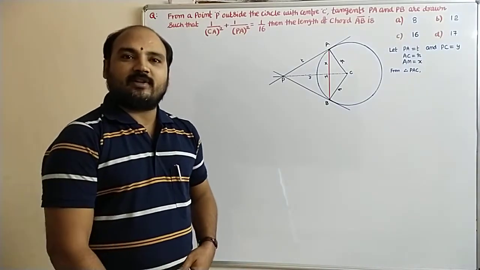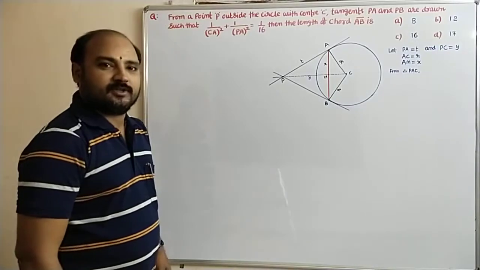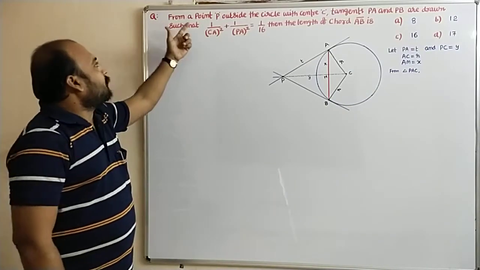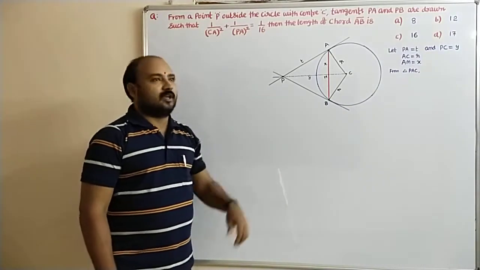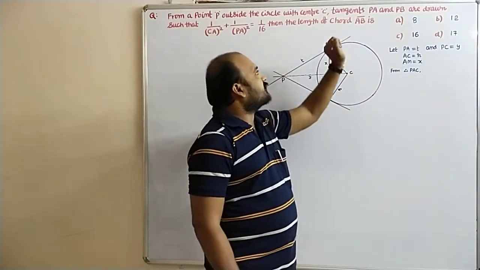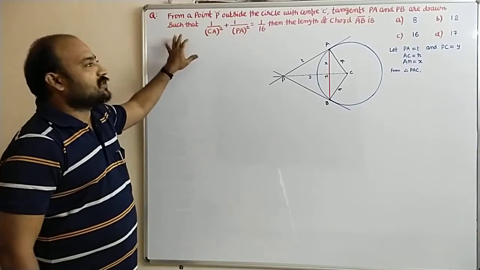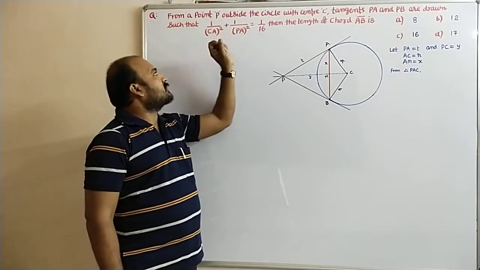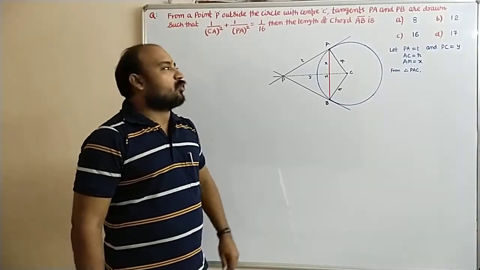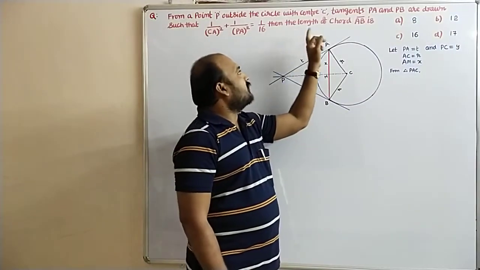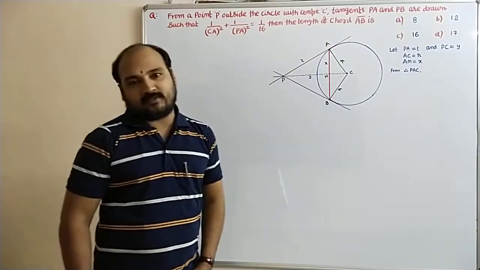So here, let us have a discussion on the first question in this session. From a point P outside the circle with center C, tangents PA and PB are drawn such that 1 by CA square plus 1 by PA square equals 16. Then the length of chord AB is?